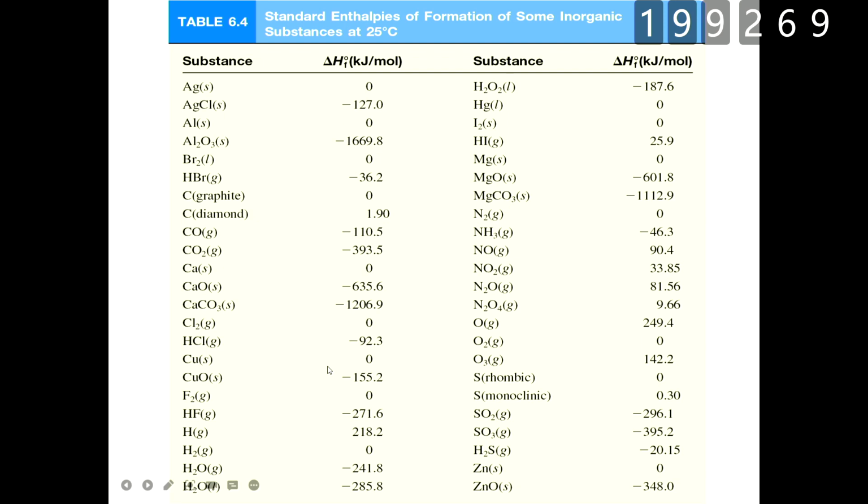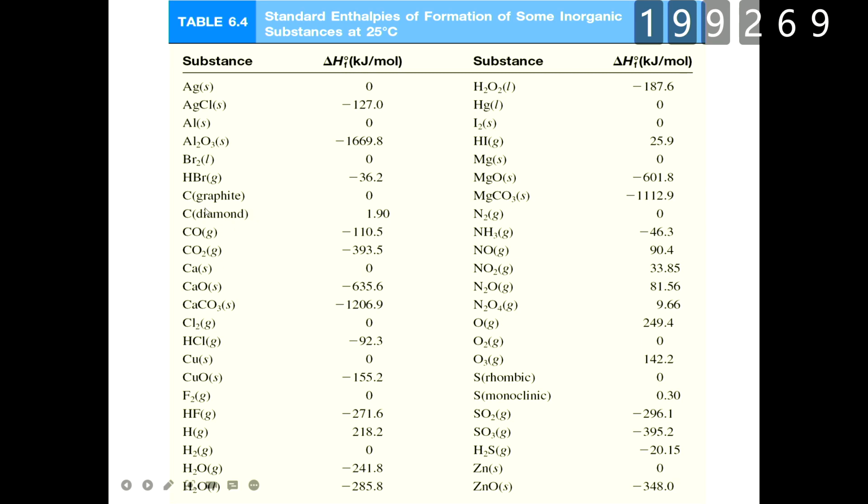Here is a table of the standard enthalpies of formation of some compounds and elements. For example, this element is in its most stable state, so it is 0. And this element is 0. We can say bromine is 0. This is 0, but this is not 0.